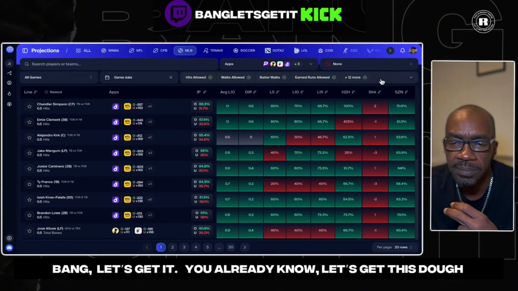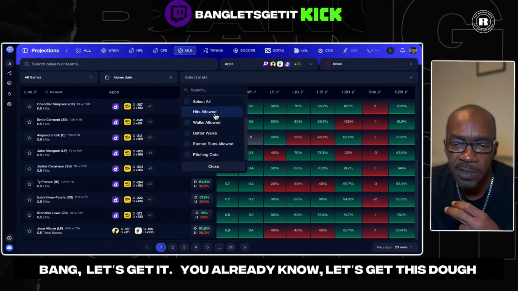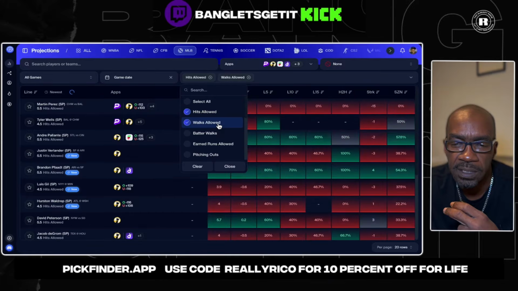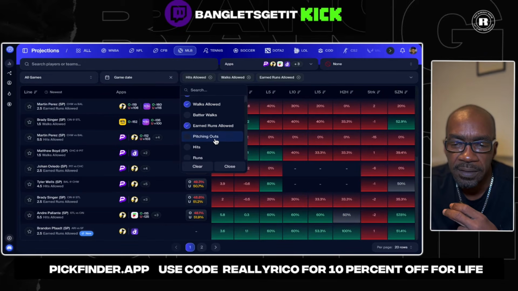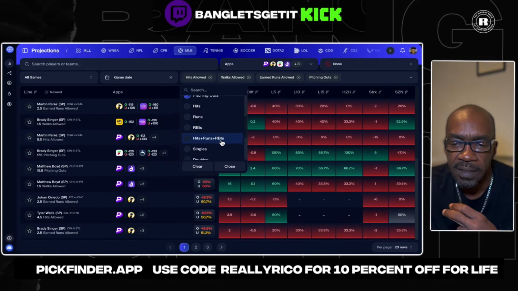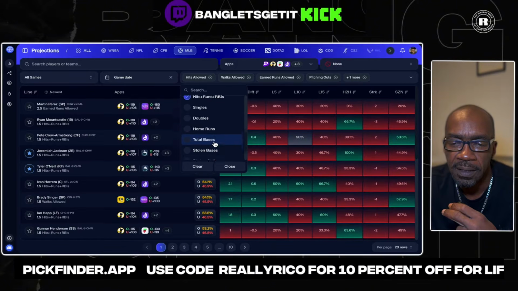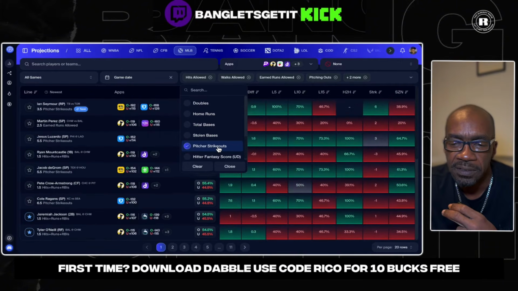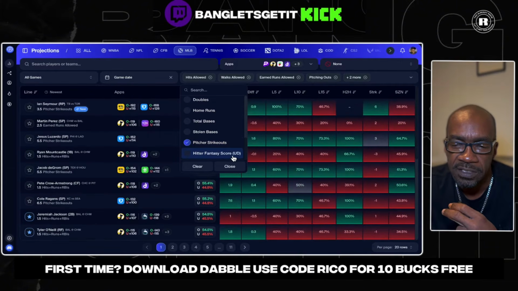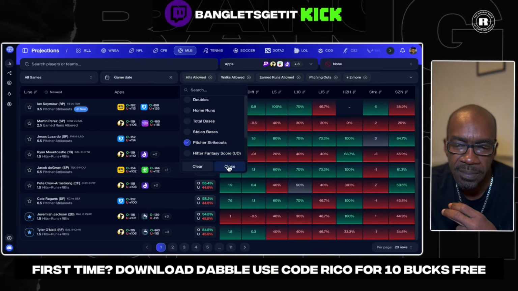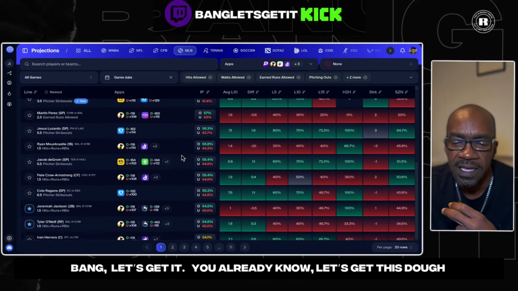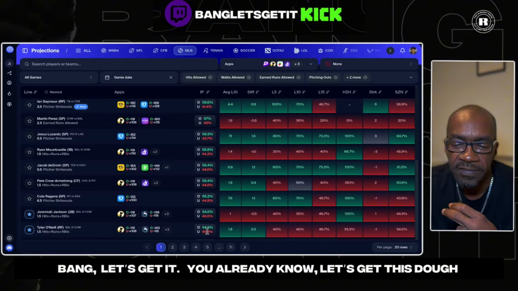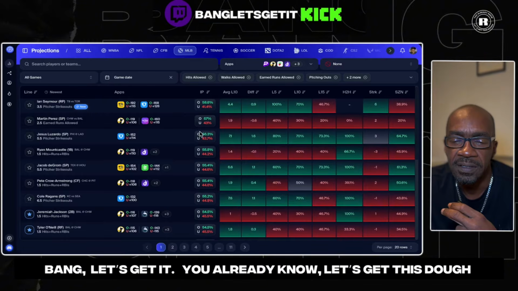So I'm gonna go to the props. I'm gonna deselect this, and I want to see hits allowed, walks allowed, earned runs allowed, pitching outs, hits runs and RBI, pitcher strikeouts, and sometimes the fantasy scores on Underdog or Price Picks. I'm gonna leave it at this for now, because as you can see, I still have plays that have 54% or higher. You know what I mean?